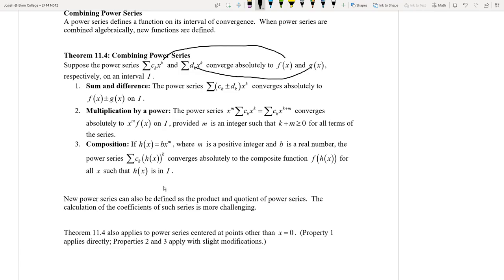Power series can also be defined as products and quotients, but as you can imagine, since we're adding an infinite number of terms, when we're also multiplying and dividing, that's really hard to do.